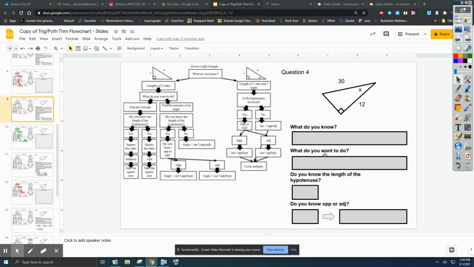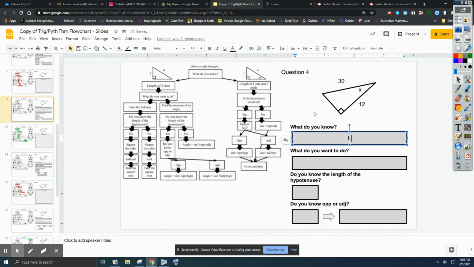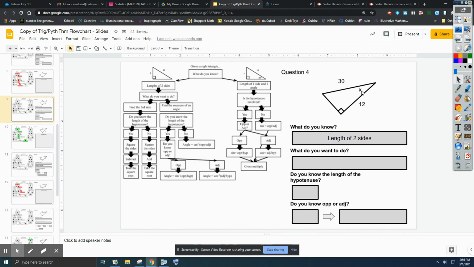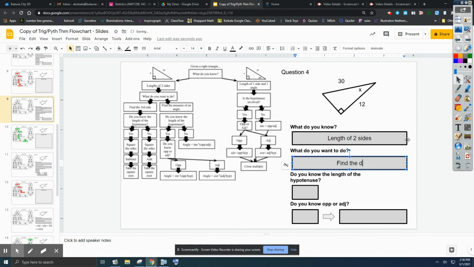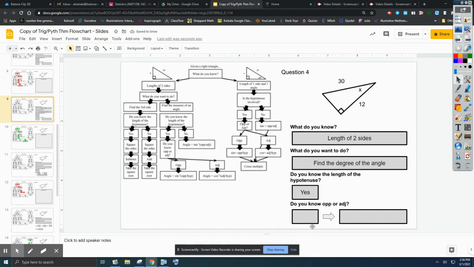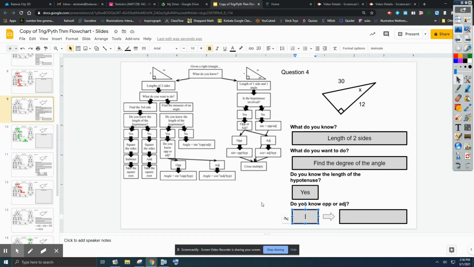On slide 9, which is question 4, we're given two sides. So what do we know? The length of two sides. What do we want to do? Because this x is in the degree, we want to find the degree of the angle. We know the length of the hypotenuse across from the 90 degree angle is 30, so it's labeled for us, so yes, we do. This 12 is adjacent to the angle we want to find, so we know adjacent.